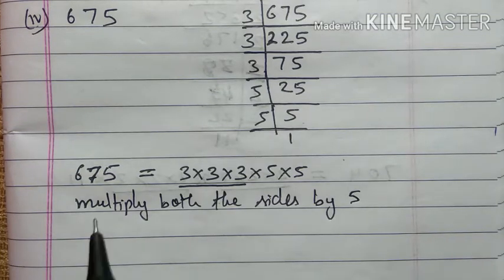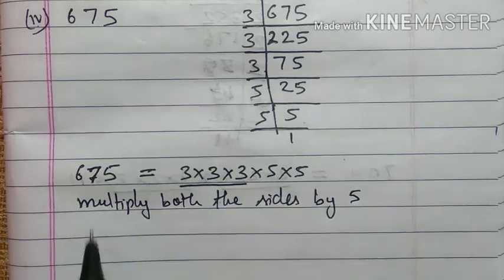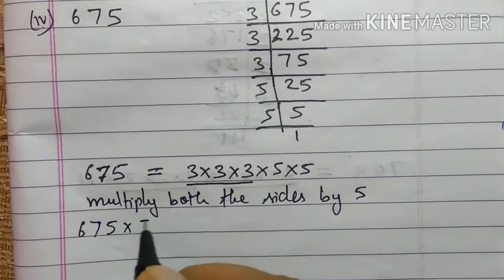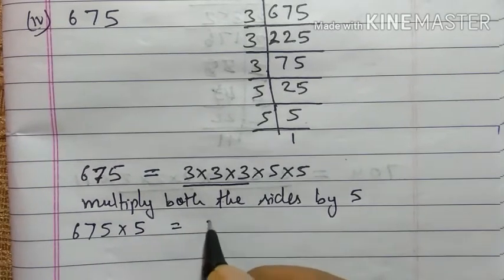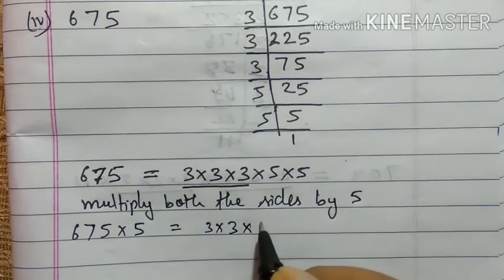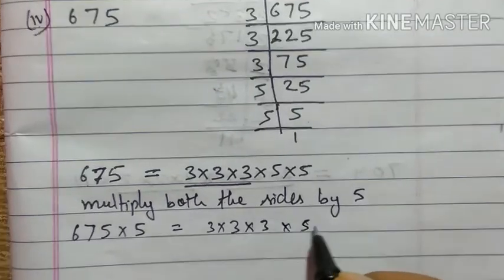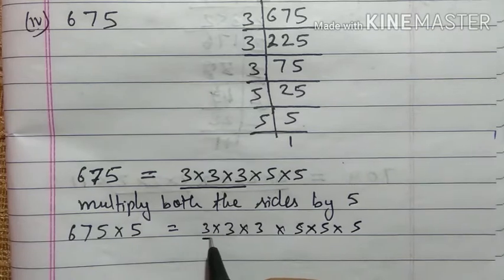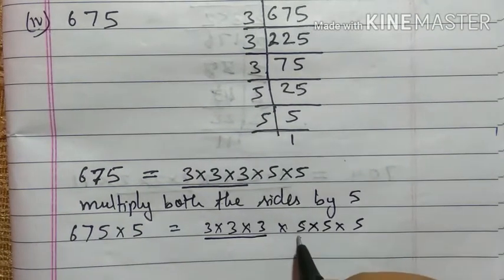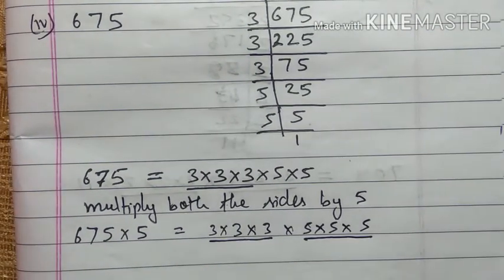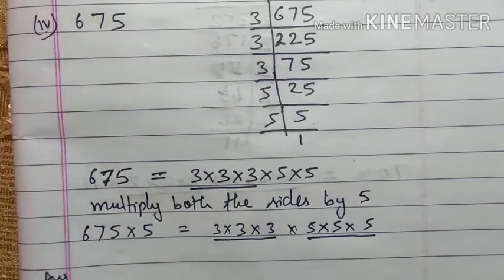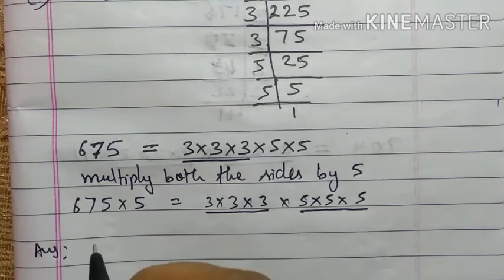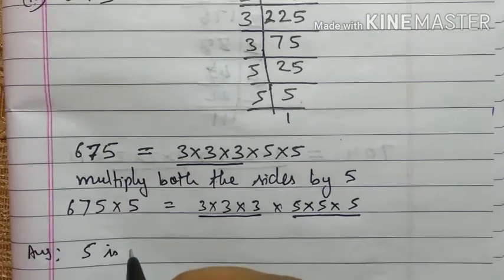So multiplying both the sides by 5, we'll get 675 into 5 is equal to 3 into 3 into 3 into 5 into 5 into 5. Okay, so the triplet of 3 is completed and the triplet of 5 is completed. Now the answer is 5 is multiplied. In the answer we'll write 5 is multiplied.